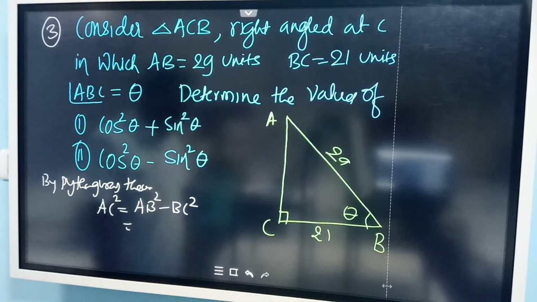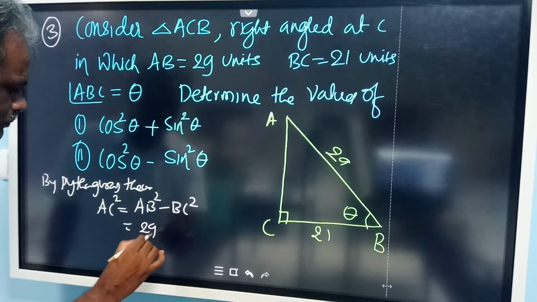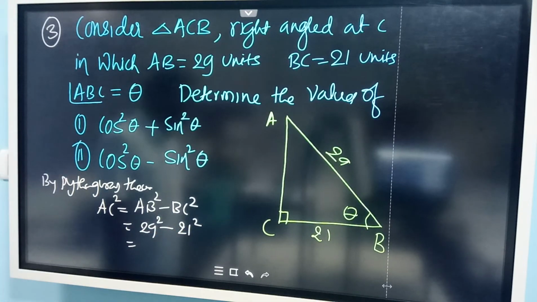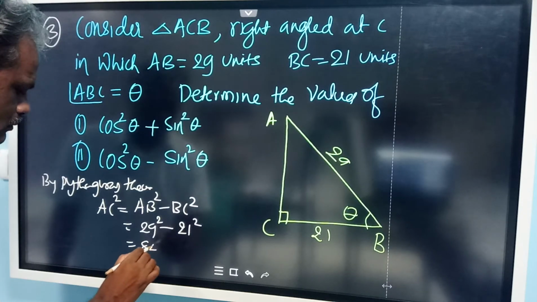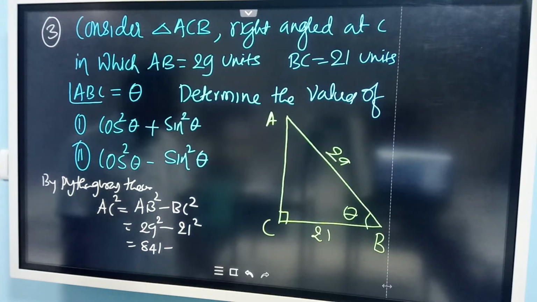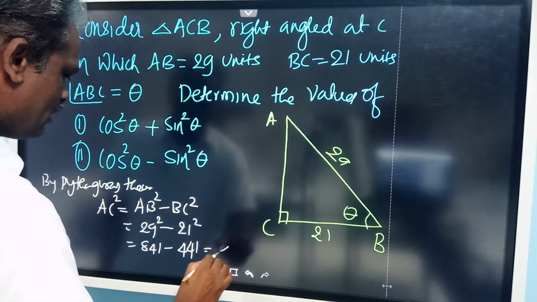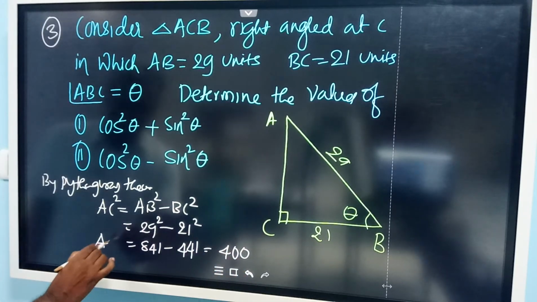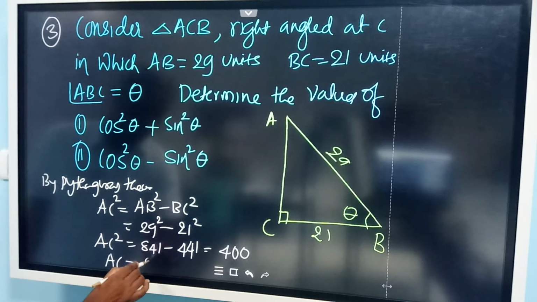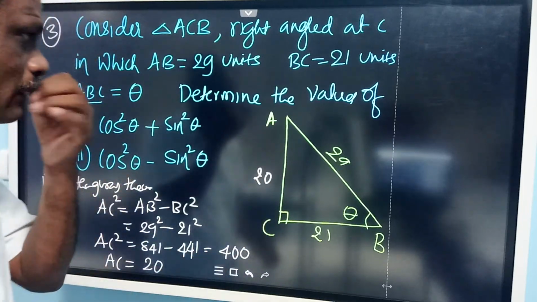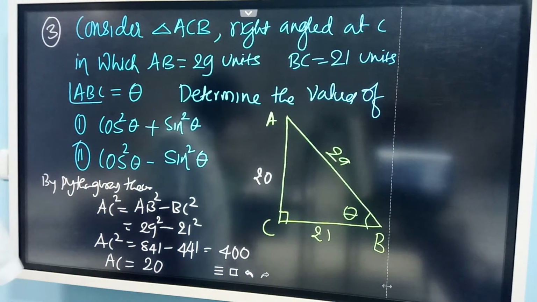So what is AB square here? 29 square minus 21 square. What is the square of 29? 841 minus 21 square, 441. So it is 400. So AC square is equal to 400, so AC is equal to 20. So this will be 20 units. You got all the three sides now. Once you get all the three sides, you can find any trigonometric ratio.